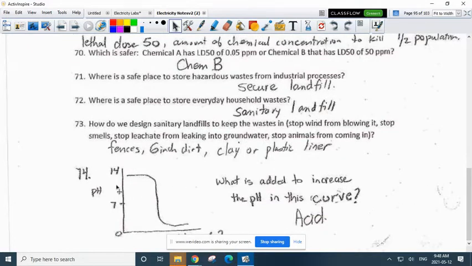In this case, what's being added to create this pH curve? So it starts at 14, we start adding chemical, and then we end up down here around 1. You're obviously adding acid to that. And these kind of questions, pH curves, are starting to become popular on the final exams.